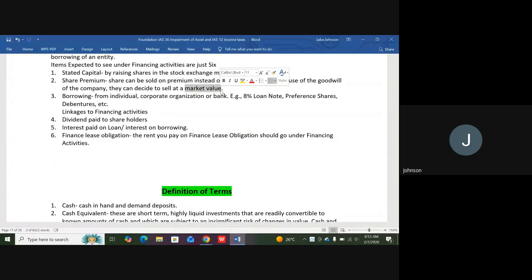So if the product was selling for 100,000 before, now because a lot of people are coming for that product, you can shoot it up to 1 million. So the highest bidder among the 500 people will buy it. So there's what we call share premium. I'm just using that to let you understand what can give rise to share premium.